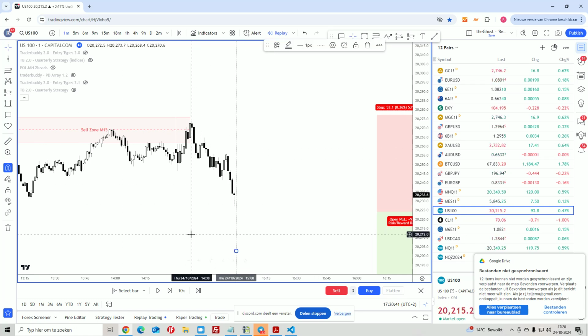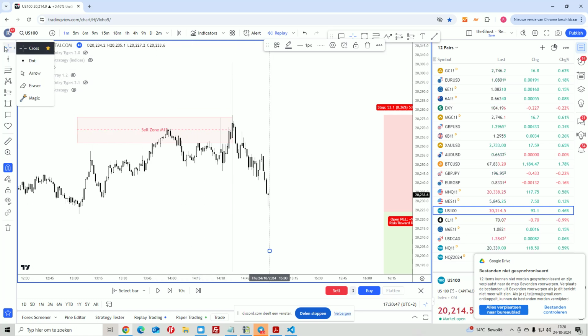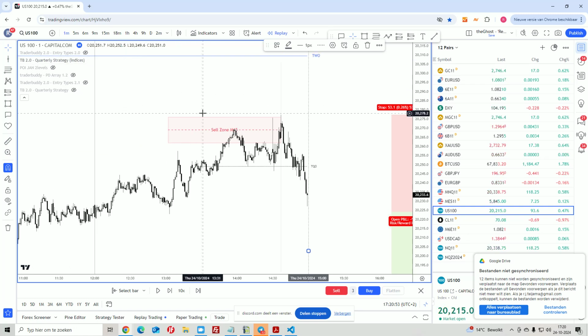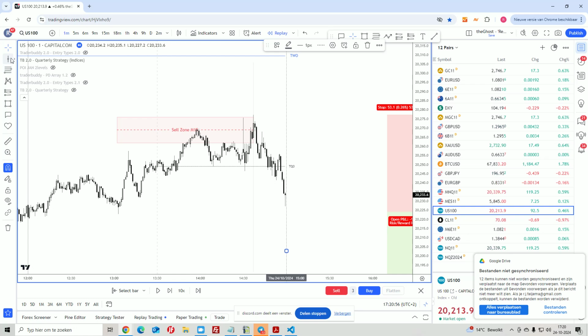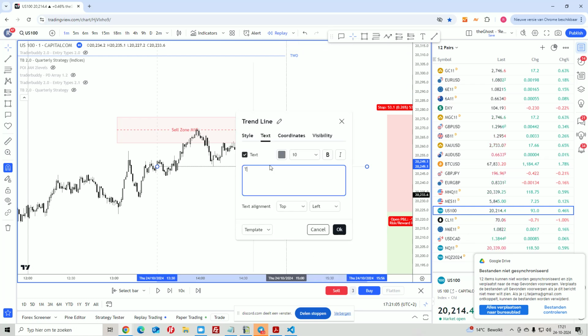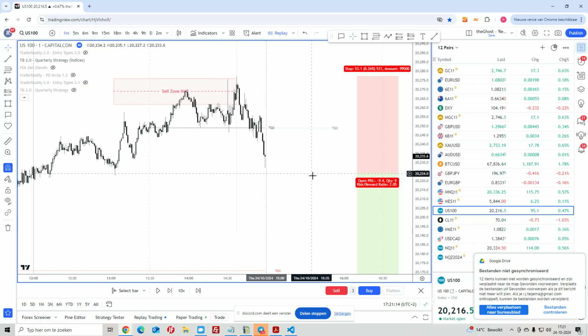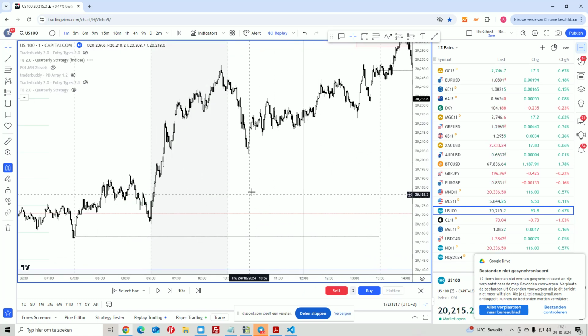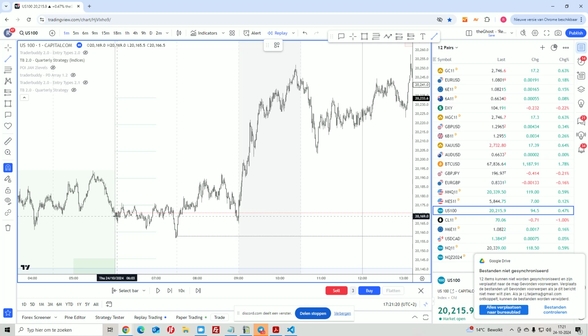This is 1500, and what we also need is quarterly strategy indices. We need our open here, okay, which is TQ open. And we have our true day open, always on the chart, which is over here.